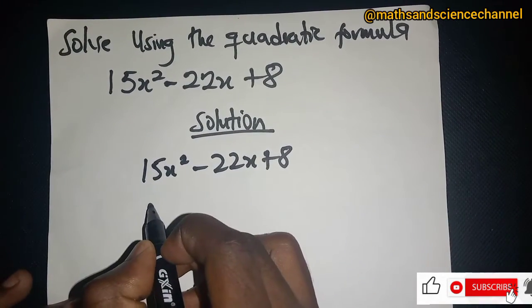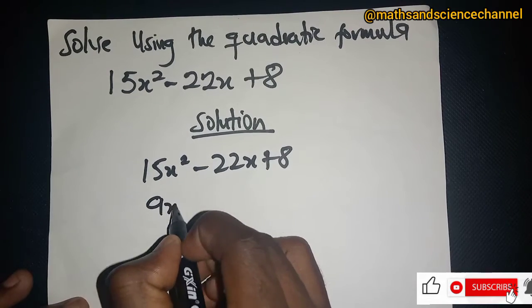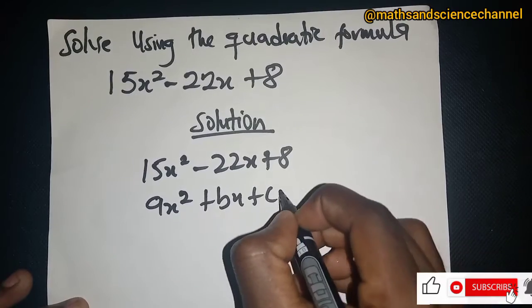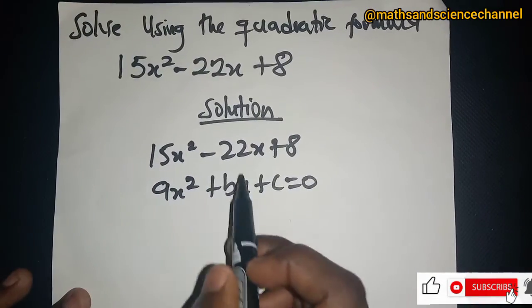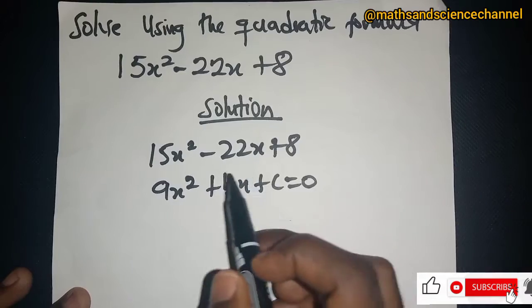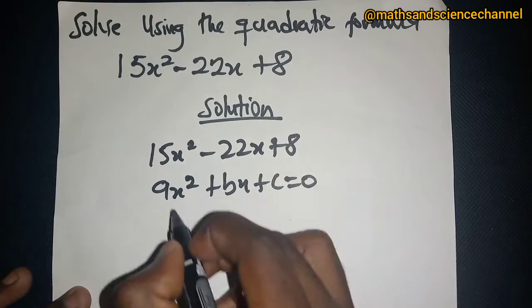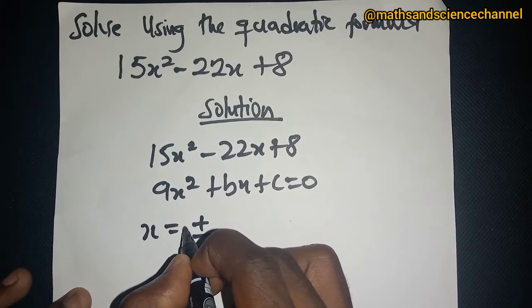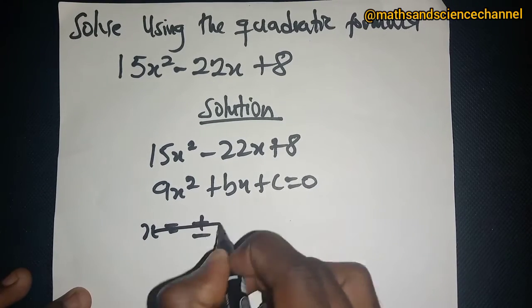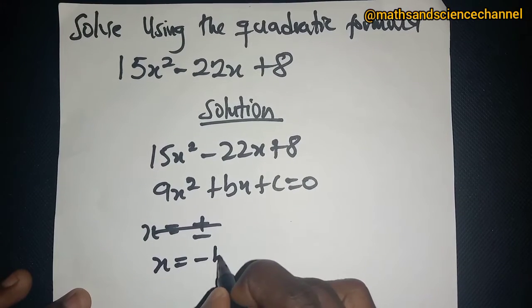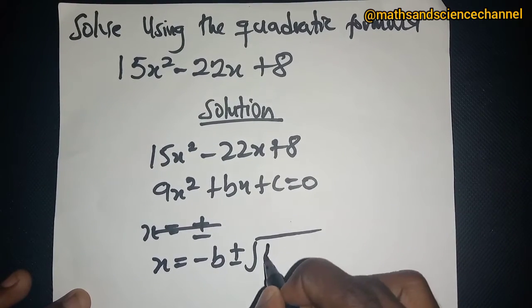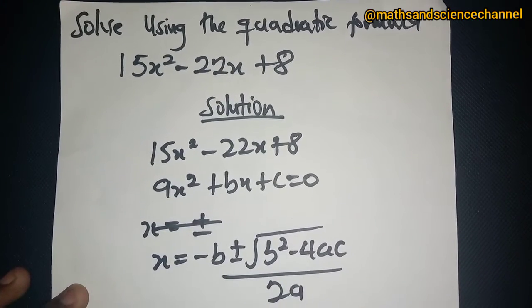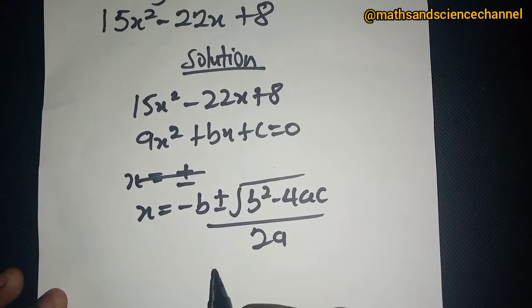So we have the quadratic form as ax squared plus bx plus c being equal to 0. Now we are going to compare this to that. So we have x equal to negative b plus or minus the square root of b squared minus 4ac all over 2a. So we have the quadratic formula over here.